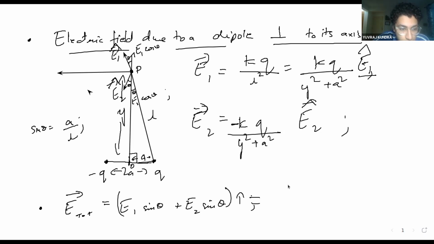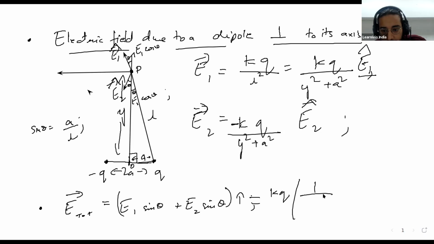Well, lovely. Okay, let's substitute the values. What you get is KQ, 1 over y squared plus a squared, into sin theta.